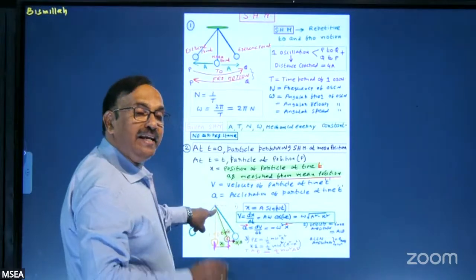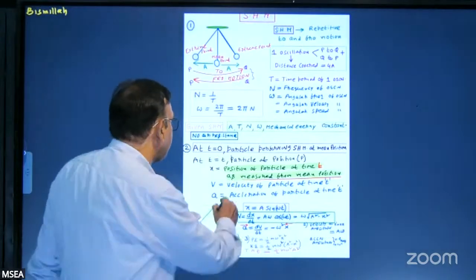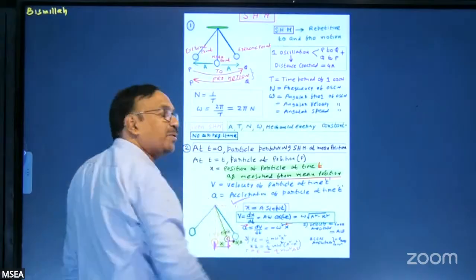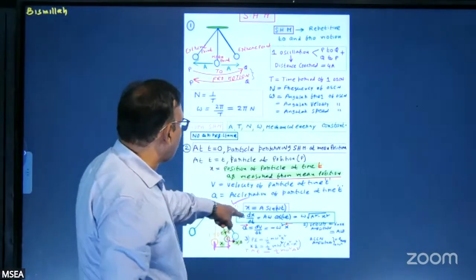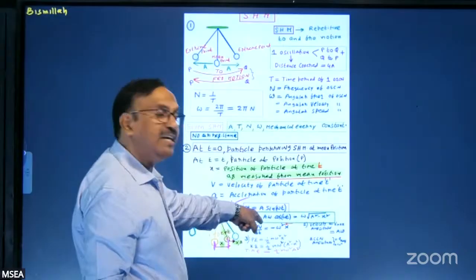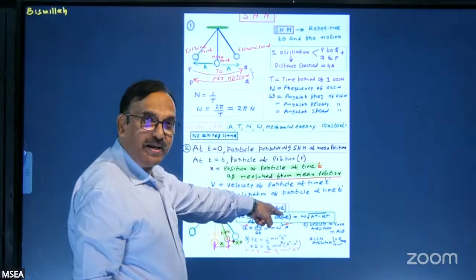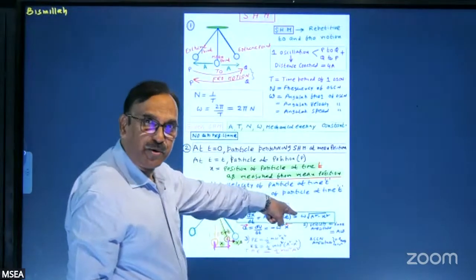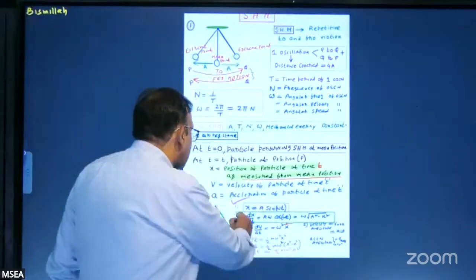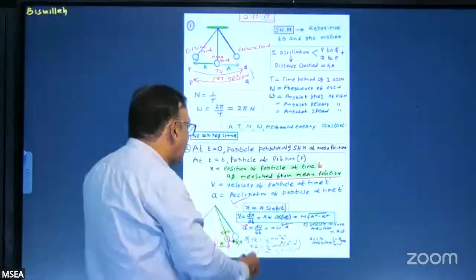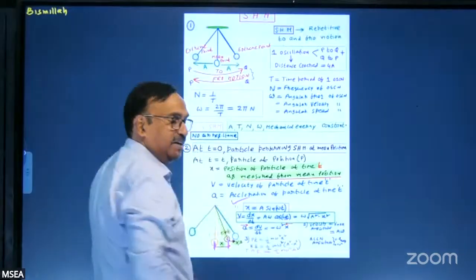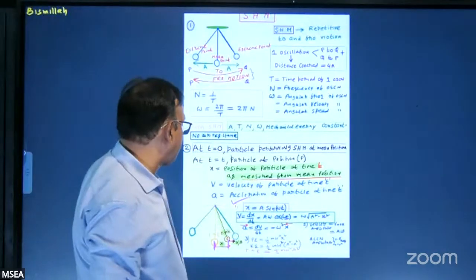When the body is at the mean position at t is 0, you know that x is equal to a sin omega t. For the velocity, you have to go for differentiation. So a omega cos omega t, as well as omega into under root of a square minus x square. So this is the velocity-time relation and this is the velocity-position relation. Both the formulae we have to be good at.